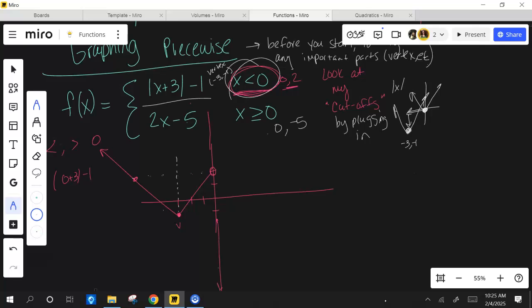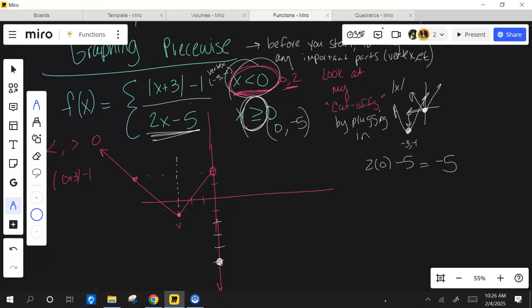Plug it in. And this one's filled in. So 0, -5 is my cutoff point for that one. Filled in, closed, because it's got a line under it. Okay? Plugging it into this equation: 2 times 0 minus 5.